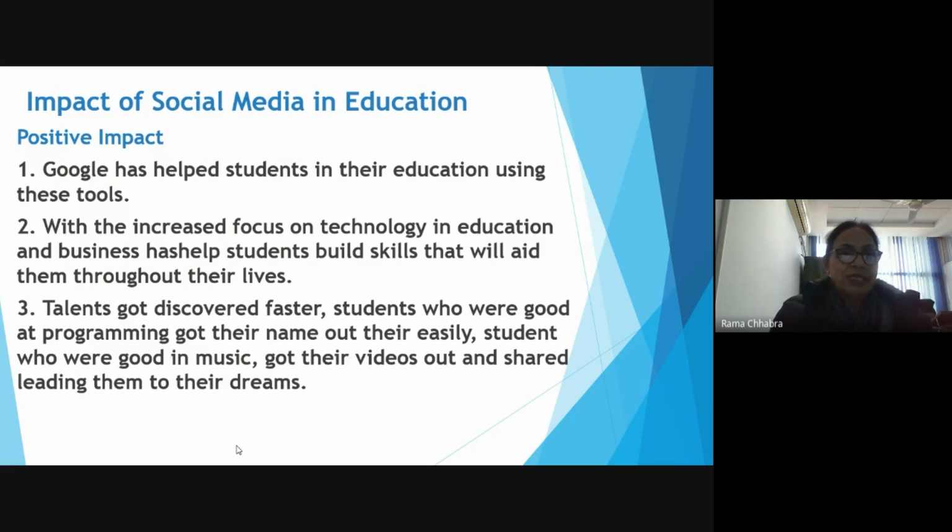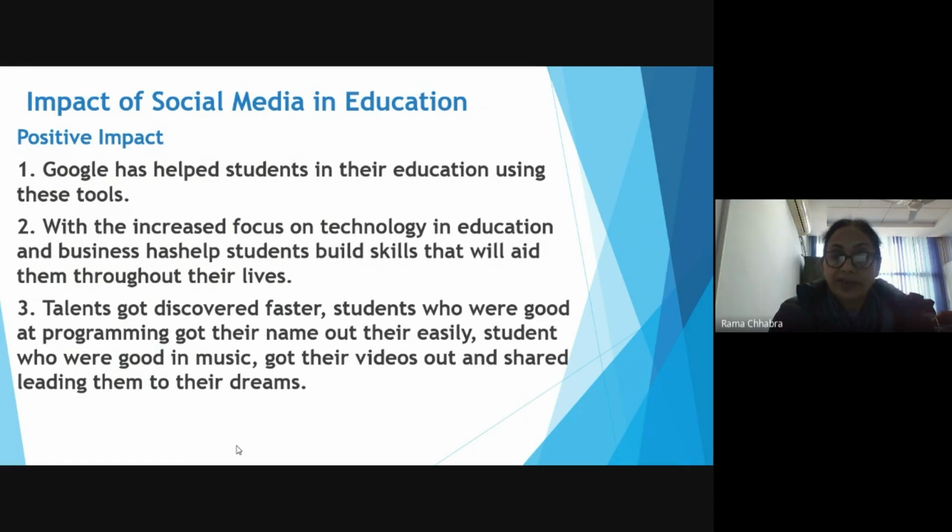Google has helped students in their education using these tools. By spending so much time working with the new technologies, students have developed more familiarity with computers and other electronic devices. The increased focus on technology in education and business has helped students build more skills that will help them throughout their lives. They have become more tech savvy now. They learn many things on their own while working with these tools.